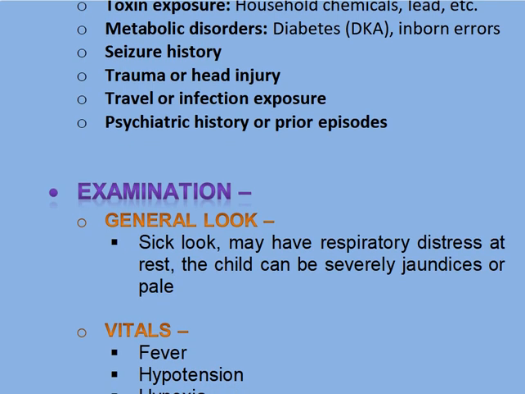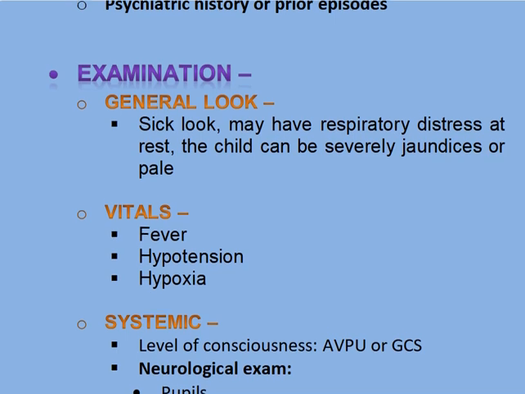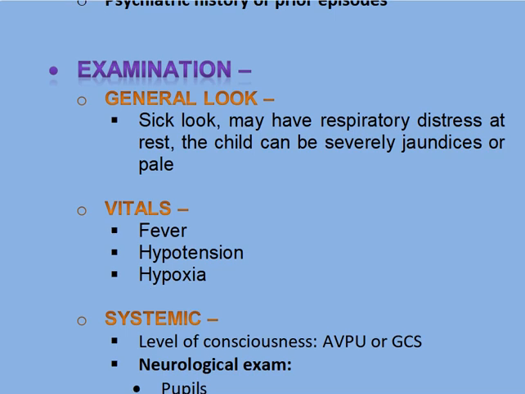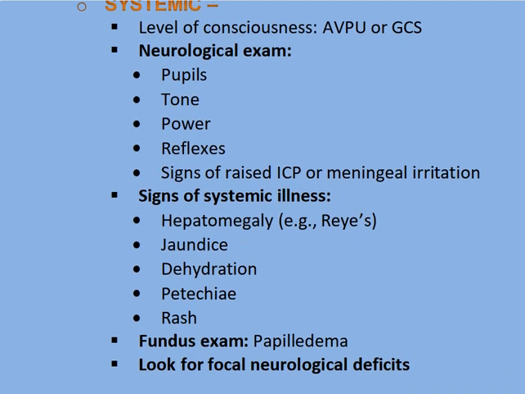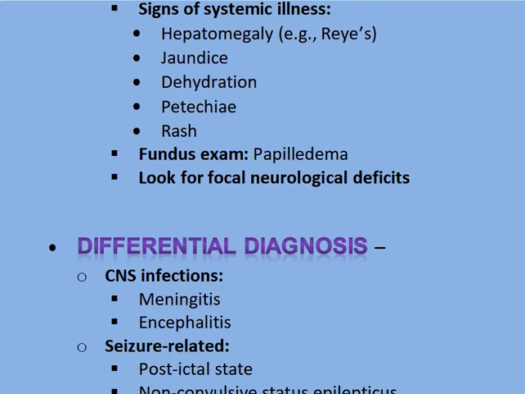So now come to the examination. The patient will be looking sick, may have respiratory distress at rest, or the child can be severely jaundiced or pale. The child will be febrile, may be hypotensive and hypoxic. In a systemic examination, you see the level of consciousness, AVPU or GCS. In the neurological exam, you check the pupils, tone, power, reflexes and signs of raised ICP and meningeal irritation. You have to check for the signs of systemic illness by checking for hepatomegaly, for Reye syndrome, jaundice, dehydration, petechial rash, fundus exam for papilledema, and look for focal neurological deficits.